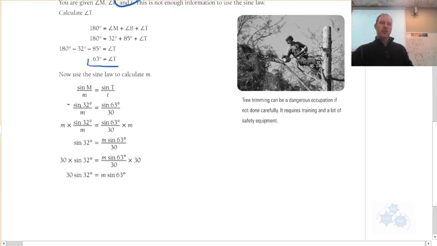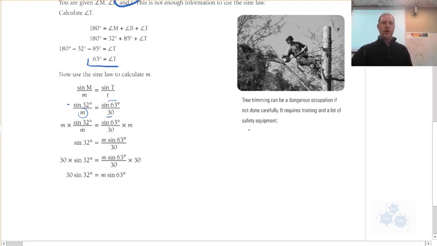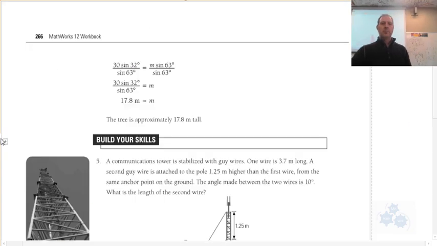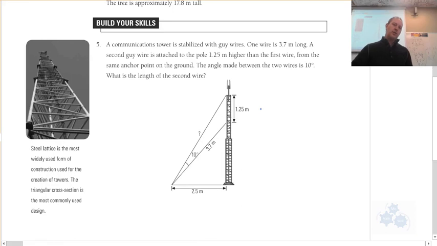So sine of 32 over unknown side m equals sine of 63 over the known side of 30. And so when we cross multiply, and you can switch values across the equal sign top to bottom, excuse me, we're going to be able to solve for m here. And m, when it's all said and done, is 17.8. Okay, and we've done calculations like that, I think, before, so hopefully you're okay with that. So why don't we do a question that doesn't have the answer in front of you, and let's work through this together and see if we can figure this out.